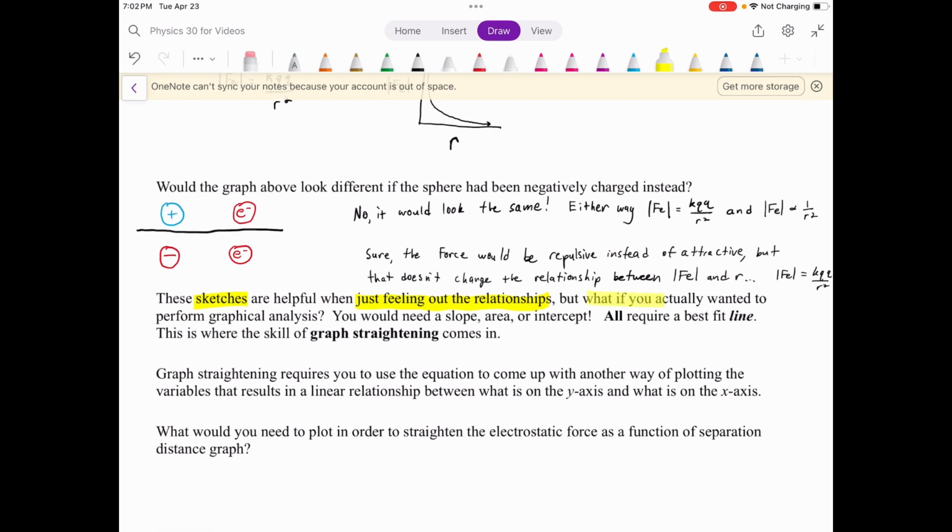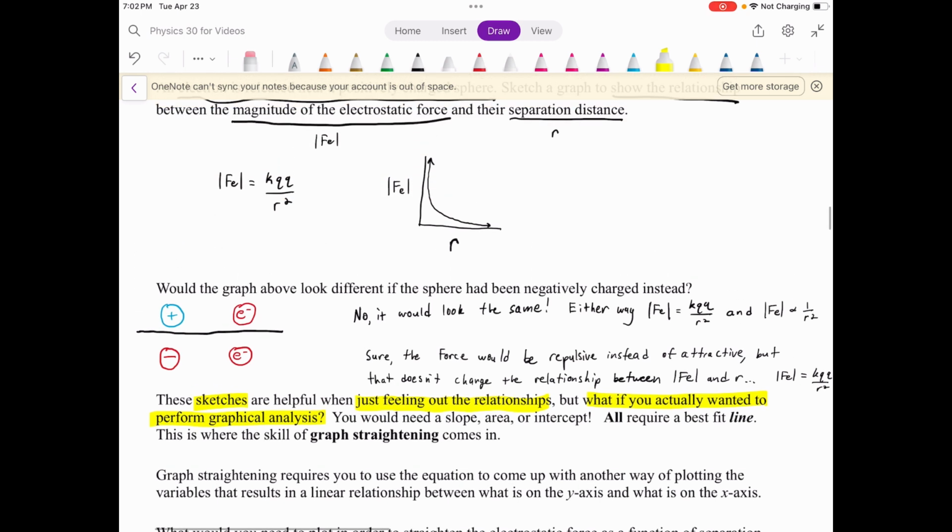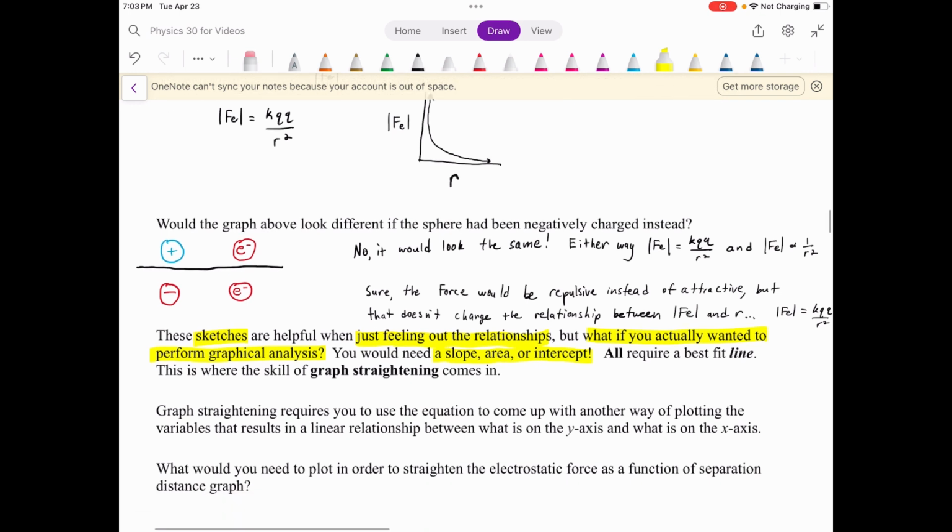So what if we actually wanted to perform graphical analysis though? We know for graphical analysis, we always need a slope, an area, or an intercept, right? The equation tells us which one. If we're dividing y by x, slope. If we're multiplying y by x, area. If we care about the value of one when the other is 0, intercept. Or sometimes in some rarer cases, if we just want to know the value of x at a certain y or y at a certain x, we can read off the line of best fit.